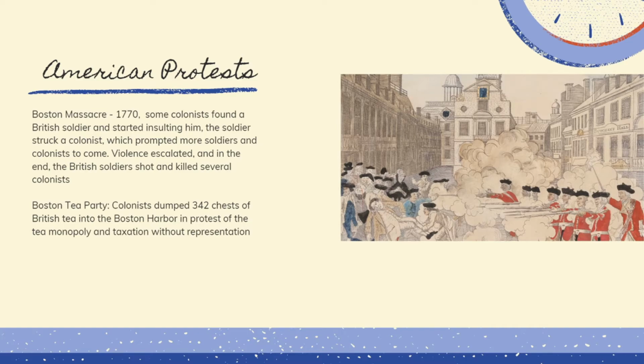Eventually, this led to the Boston Massacre, which is an important event. During this event, colonists found a British soldier and started insulting him. Afterwards, the soldier struck a colonist, which prompted more soldiers and colonists to come. Although we don't know exactly what occurred, violence escalated, and in the end, the British soldiers shot and killed several colonists.